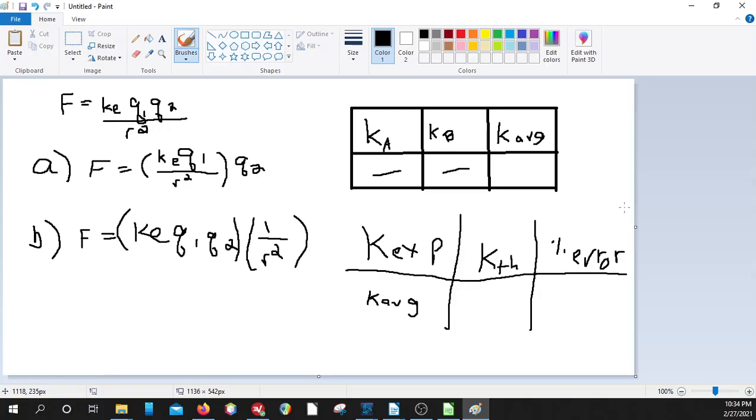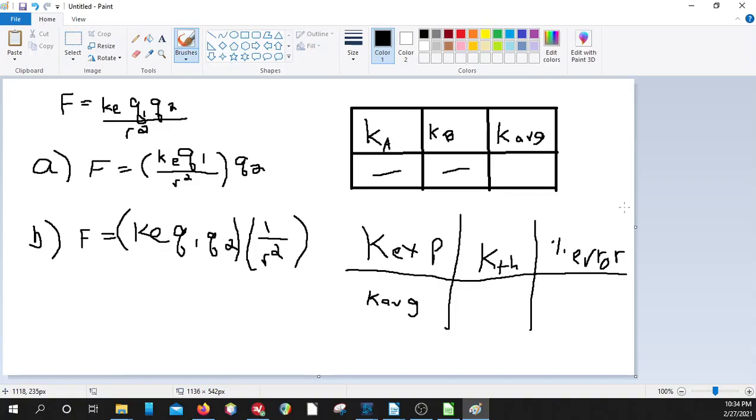So that's basically it. This lab I think is a little shorter than the other one. We're going to measure K in two different ways and get an experimental value by taking the average, compare that to the theoretical value, and find the percent error. So this lab shouldn't be too long. Make sure you include everything you need, like all the tables of data.